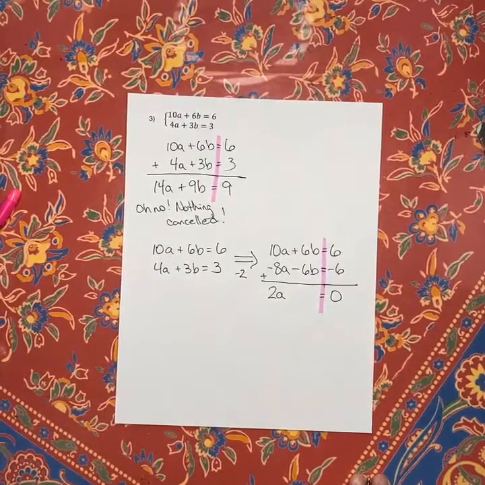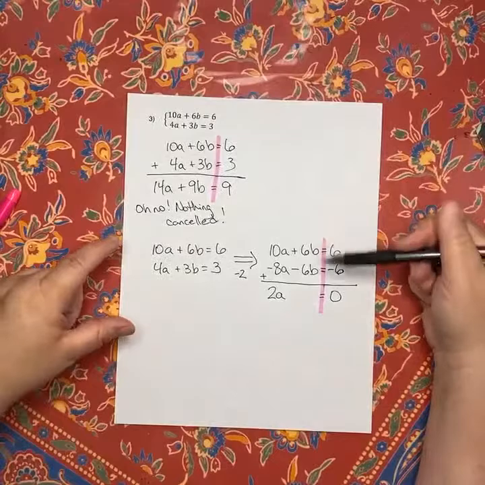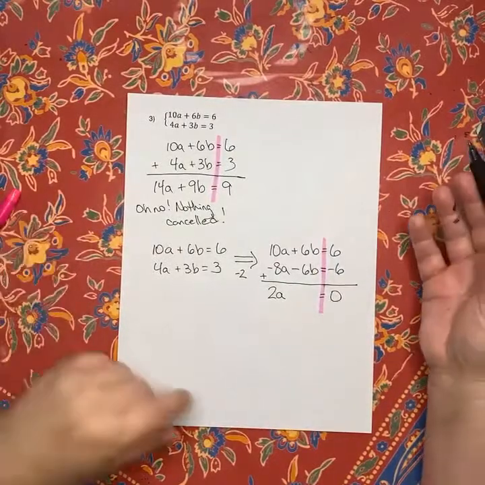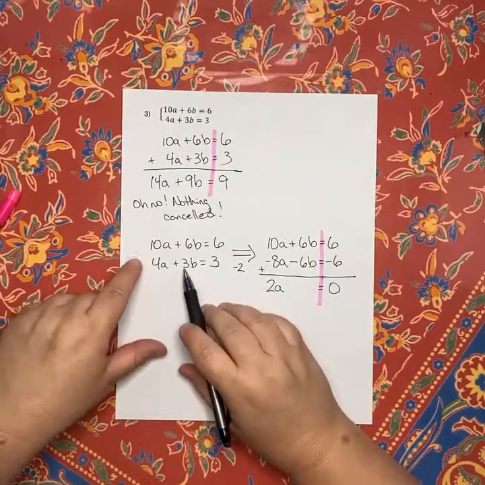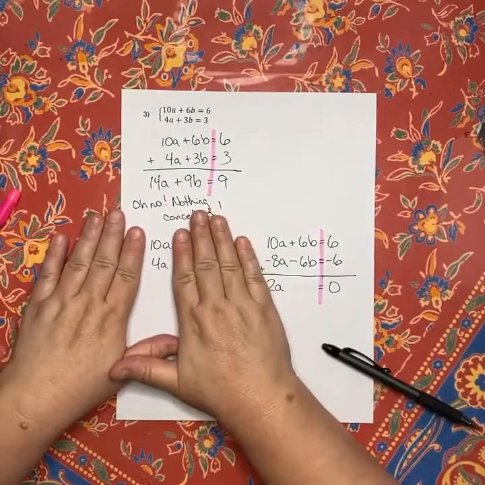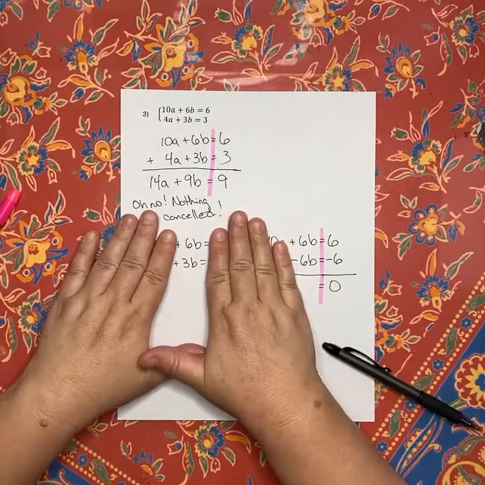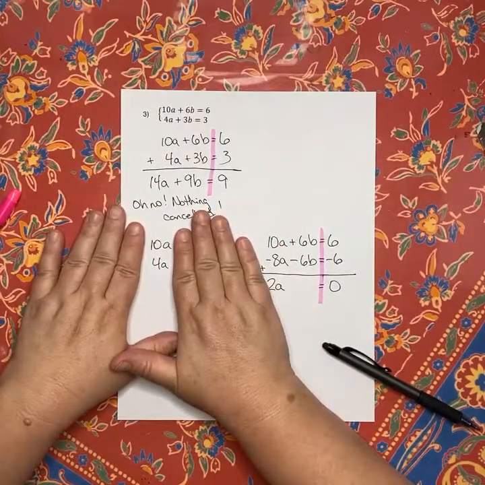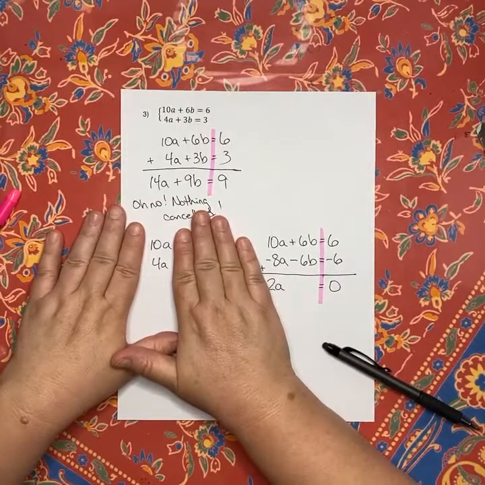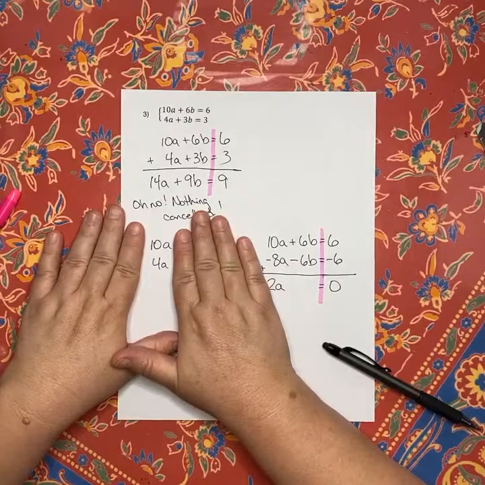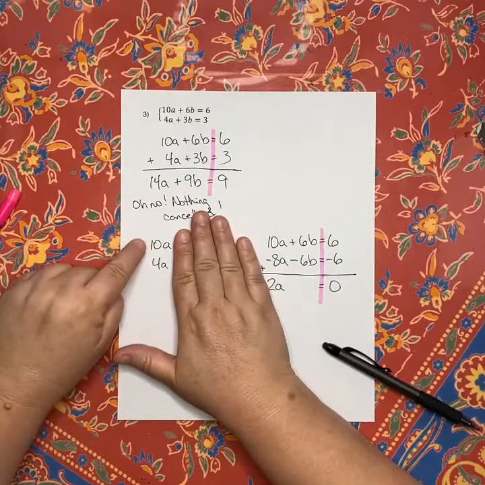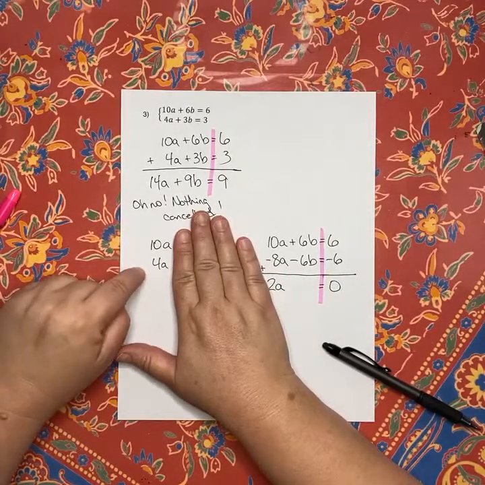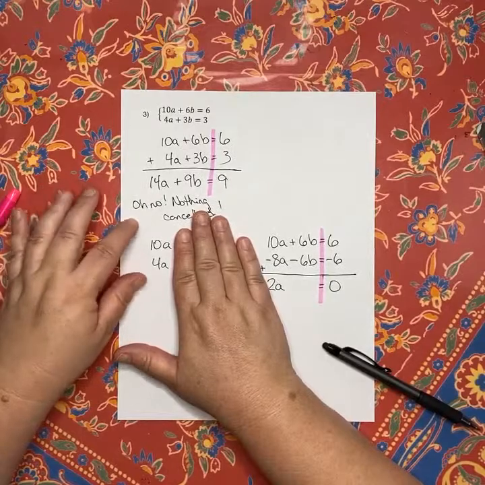So before we go any further, it would be fair for you to ask, how would you know that I was looking for -2? Well, let's look at what I wanted. I wanted something to cancel. So either I wanted the a's to cancel or I wanted the b's to cancel. 10 and 4 can cancel pretty easily. They cancel around the number 20. And we're going to play with that in the next video because you're going to be like, what? So if I multiply the top one by 2, that'll be 20, and the bottom one by 5, I could make them match.